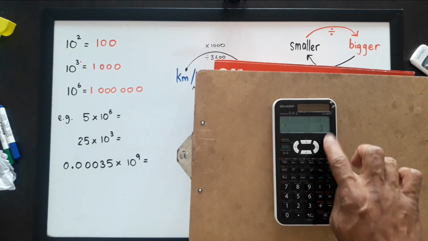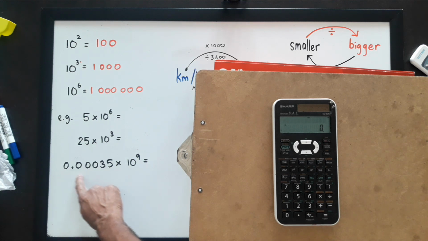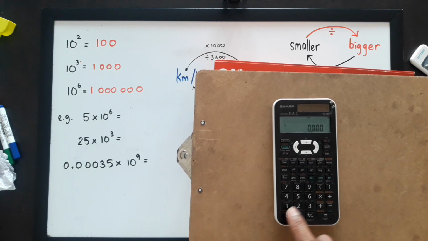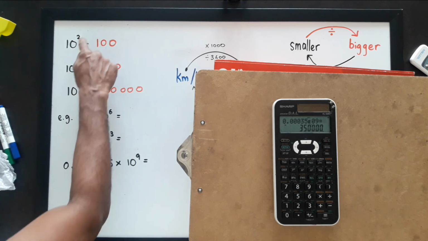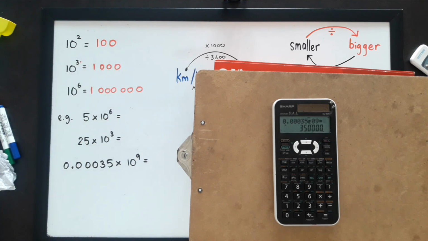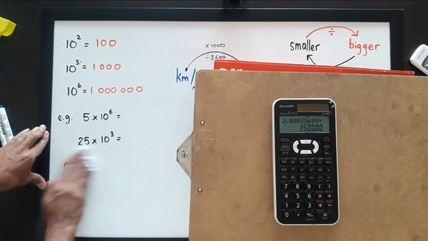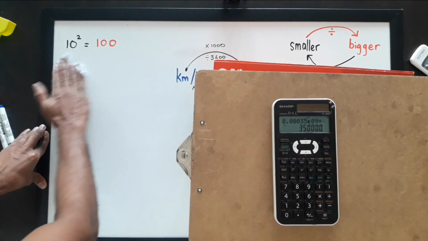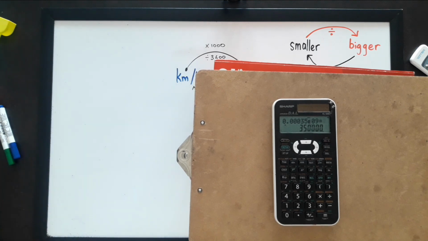Let's do one more here. I actually have a couple more to do with you all. How about this one? I'm going to type in this number here, 0.00035 EXP 9. Bam. And I get 350,000. So I'm just showing you how to use your calculator. Now, if you notice, all of these powers here are positive numbers. We're more accustomed to positive numbers, and ask any students if they prefer positive numbers to negative numbers. They will choose the positive numbers because positive numbers are much easier to deal with.